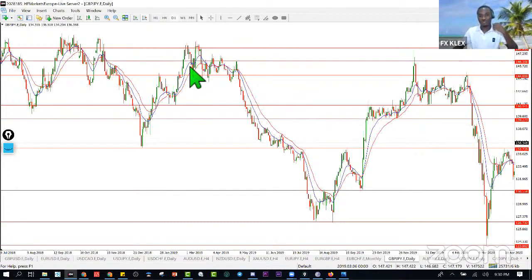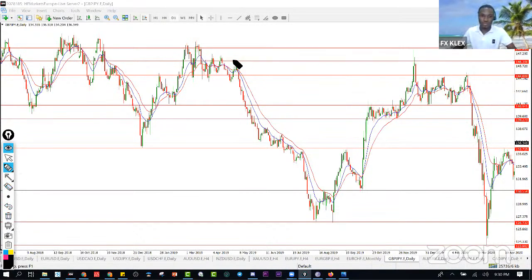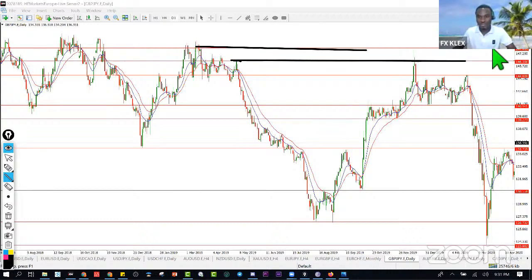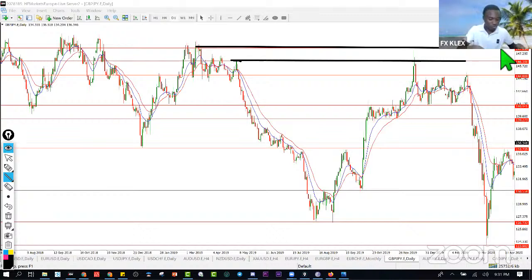So what I've done right here is I try to catch the swing high right here and the swing high right there. Then I connected this zone together to form a resistance zone. So that is the idea right here. You connect a series of swing highs and swing lows on your trading chart to form key level structures, that is support and resistance zones.